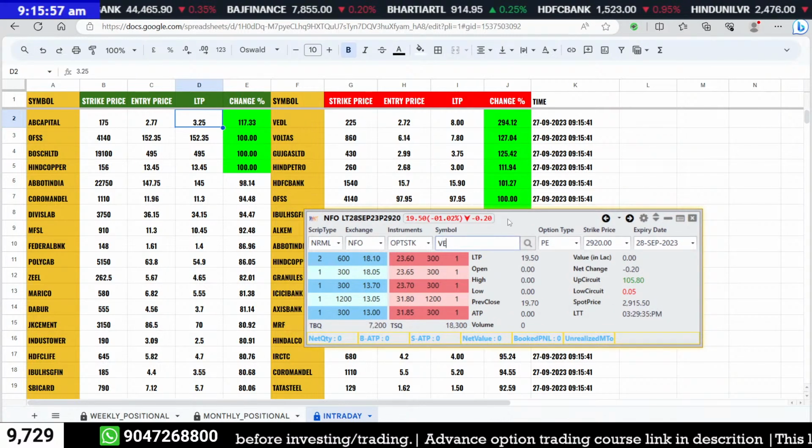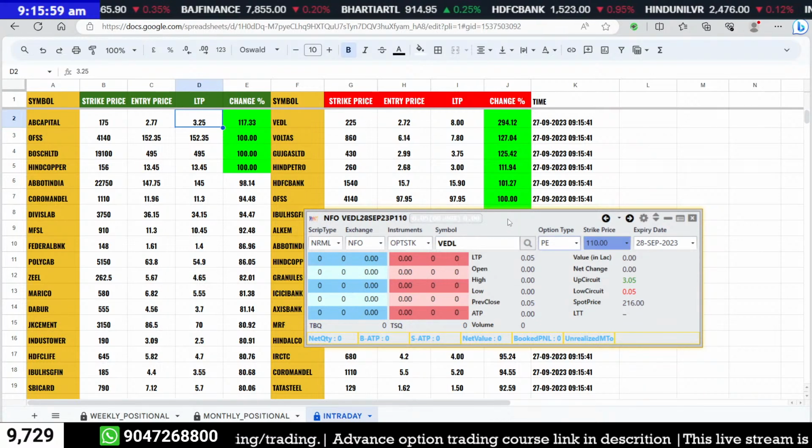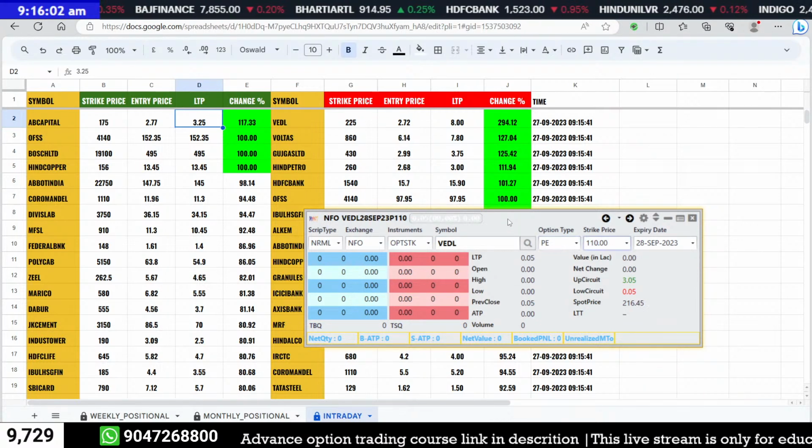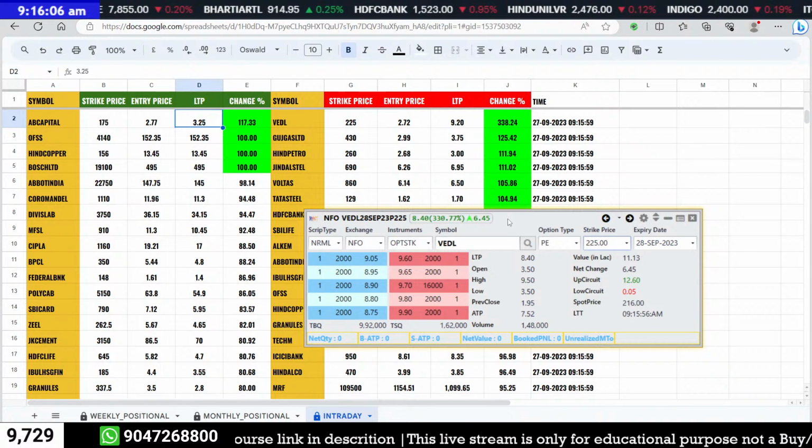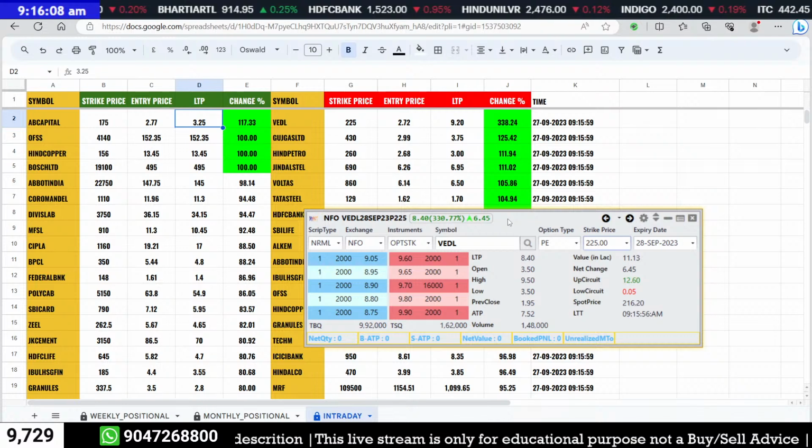Okay, simply VEDL, and you need to check the charts to see how this works. Look at this, there is a gap between buyers and sellers, a 50 paisa gap. So I don't want to go for it.